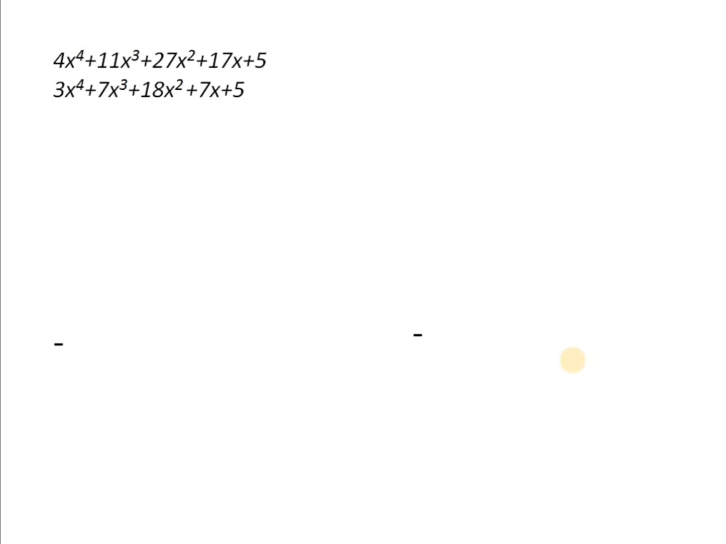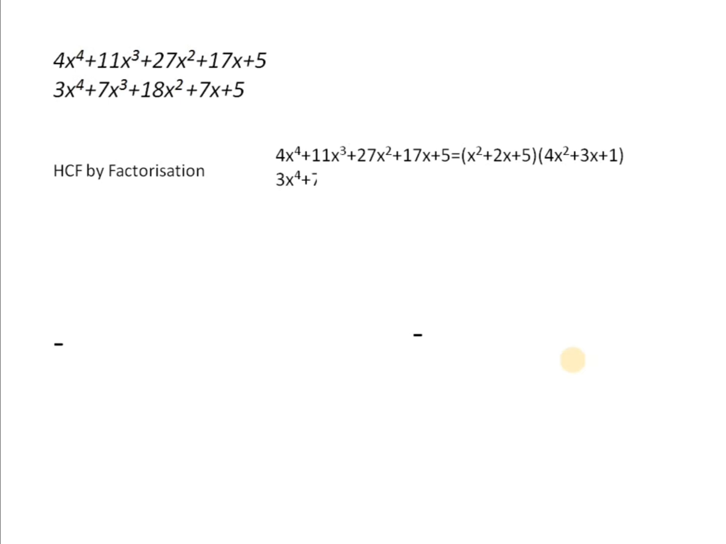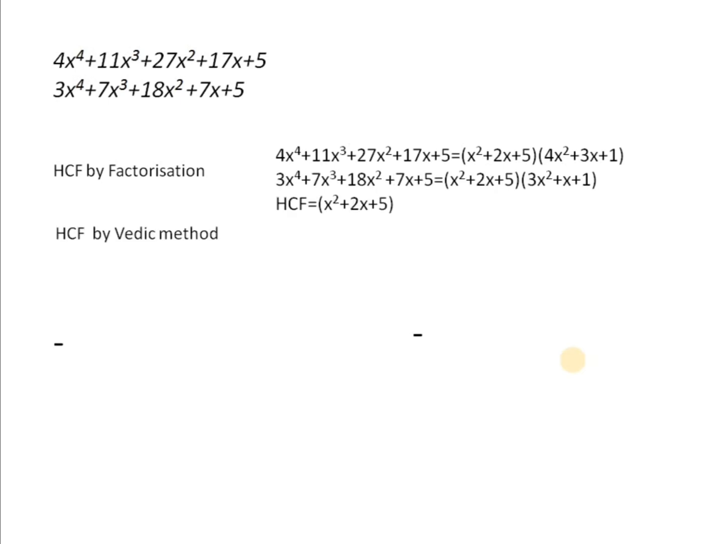Here we take polynomials 4x power 4 plus 11x cube plus 24x square plus 17x plus 5. The other polynomial is 3x power 4 plus 7x cube plus 18x square plus 7x plus 5. So now you know that we have to eliminate both highest and lower powers. So we are going to quickly factorize them. We will see the factors. And here you can see it is really difficult to factorize this.